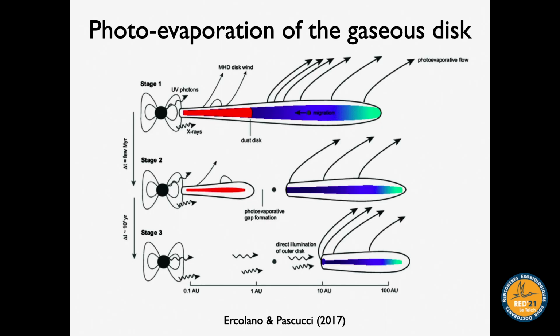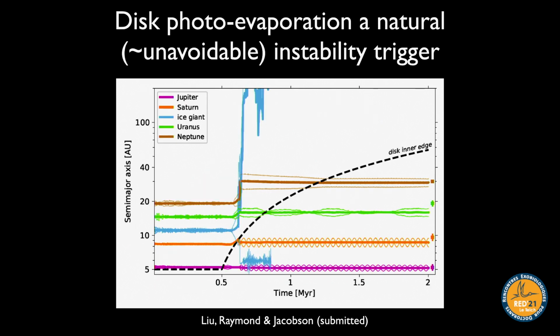And so why would it happen early? One possible trigger, actually, a new idea, is that as the gas disk dissipated, you can see that the gas disk gets chopped in half, and as it photoevaporates, the outer part goes outward, and there's this kind of inner edge of the outer part that sweeps outward. And that inner edge can actually trigger instability.